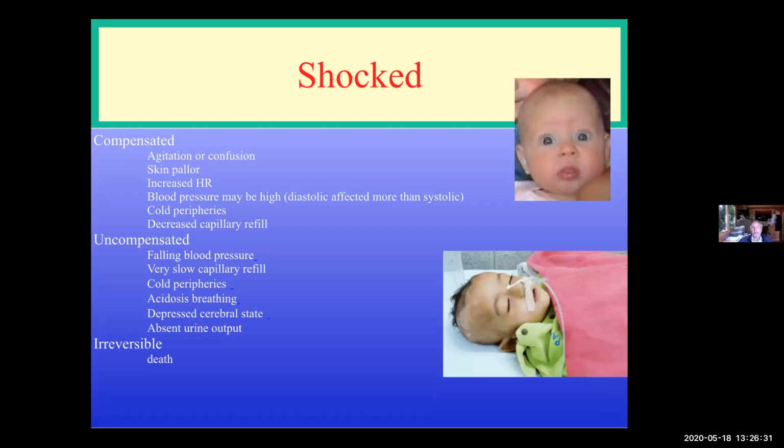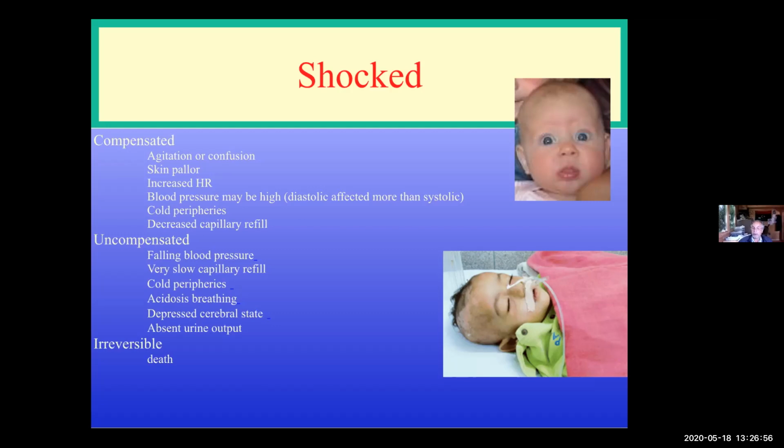So here is what a compensatory phase and an uncompensatory phase are. You can see the compensatory phase is agitation or confusion. So you need to give oxygen. Skin pallor means circulation is bad, you need to give fluid. Increased heart rate, you make sure when you give fluid and oxygen it comes down. Blood pressure may be high, diastolic affected more than systolic at the beginning.